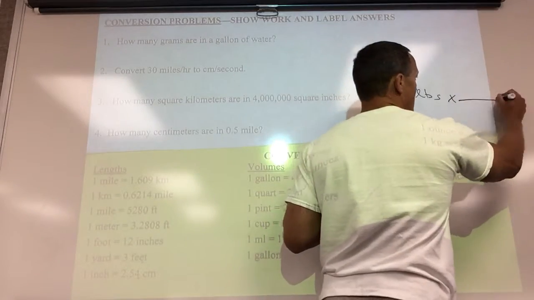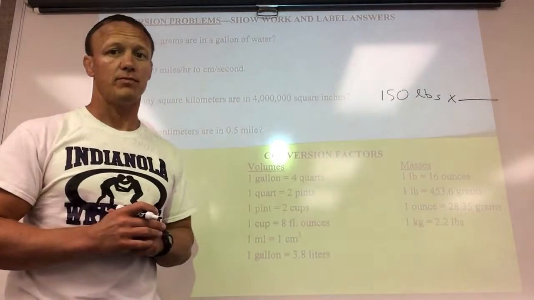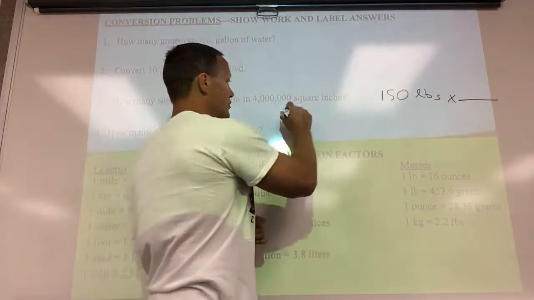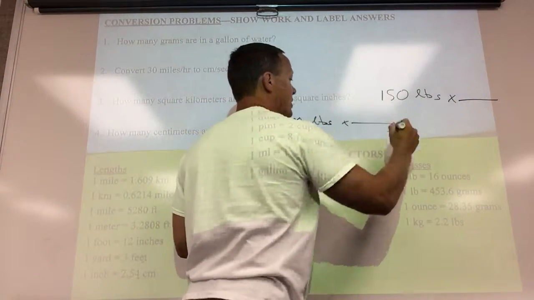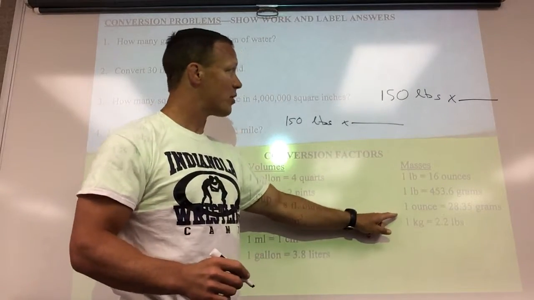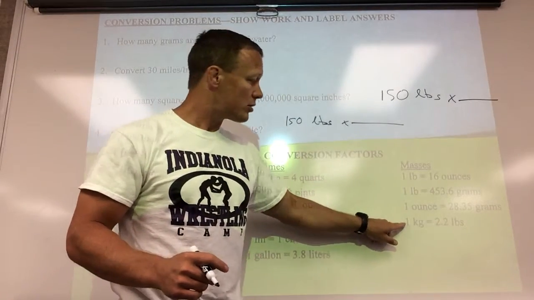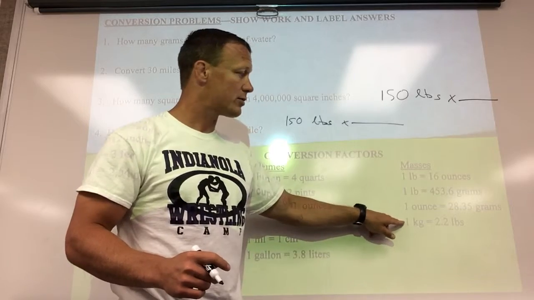So I'm going to multiply by some conversion factor over here. I'll move this over here. 150 pounds. So I'm going to multiply by this conversion factor, and obviously I want to know how many kilograms that would be. So 1 kilogram is 2.2 pounds.